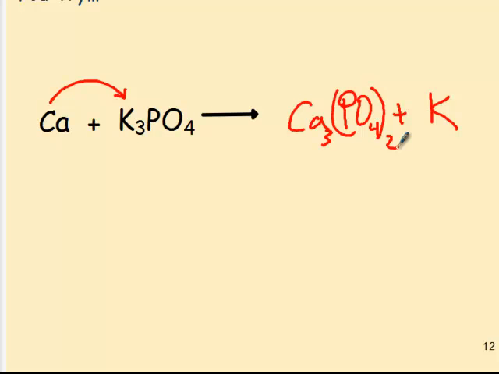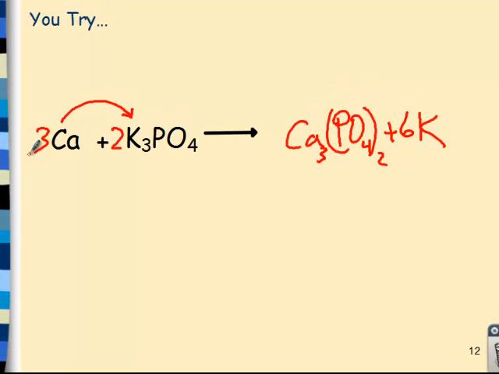All right, so I need to balance this. It looks like I'm going to need a 2 there to balance the phosphates, a 6 and a 3, and we are balanced. All right, so that's a single replacement reaction.